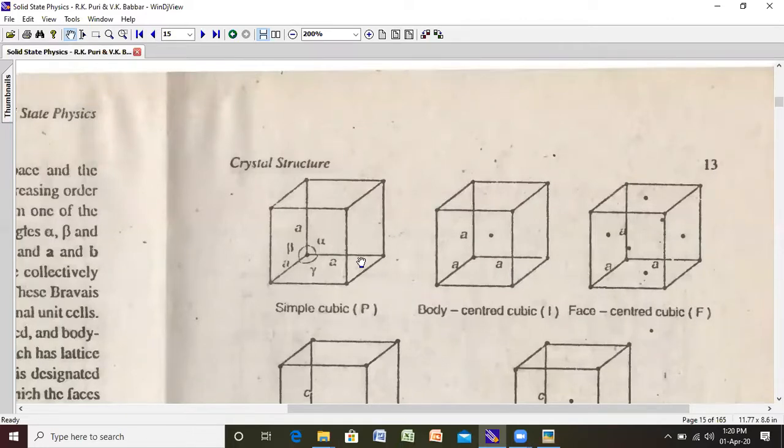Again, I repeat, in simple cubic, there are only points at the corners of the cube. So that is called simple cubic.